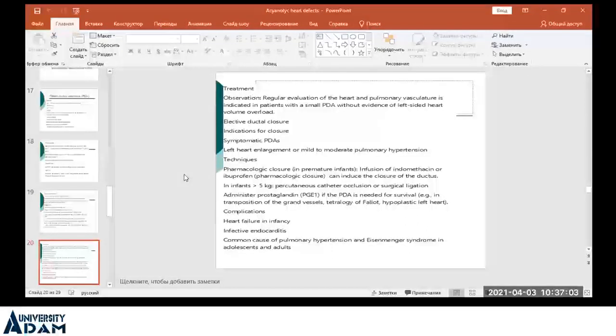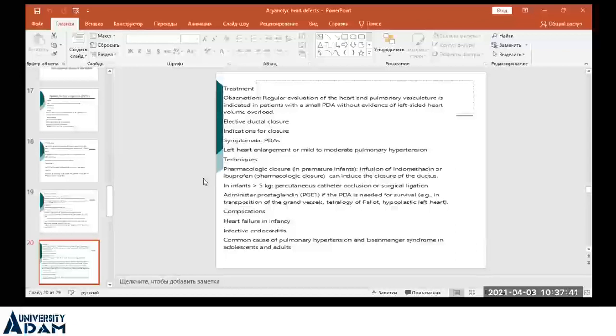Techniques: pharmacological closure in premature infants, with infusion of indomethacin or ibuprofen. In infants with body mass more than 5 kg, percutaneous catheter occlusion or surgical ligation. Administer prostaglandin if the PDA is needed for survival, for example in transposition of the great vessels, pulmonary atresia, or hypoplastic left heart.